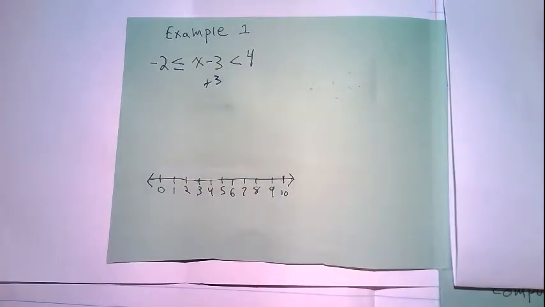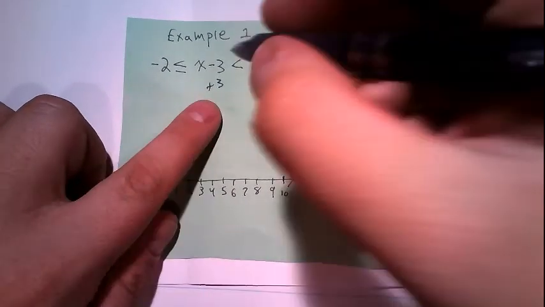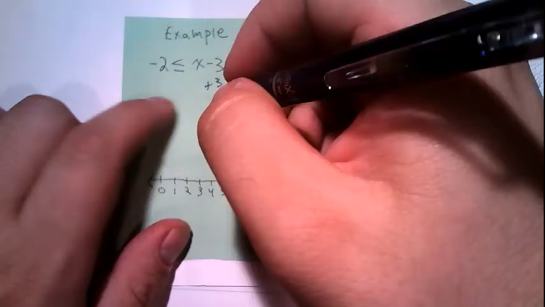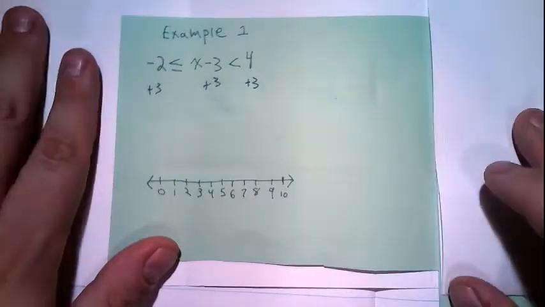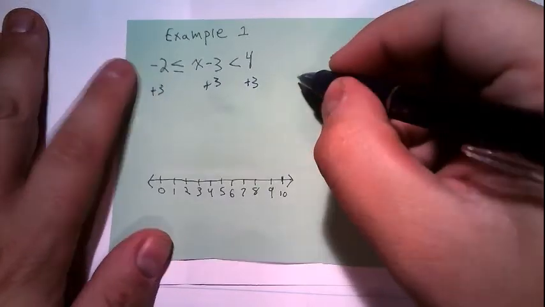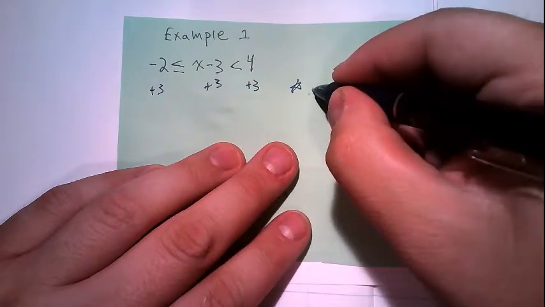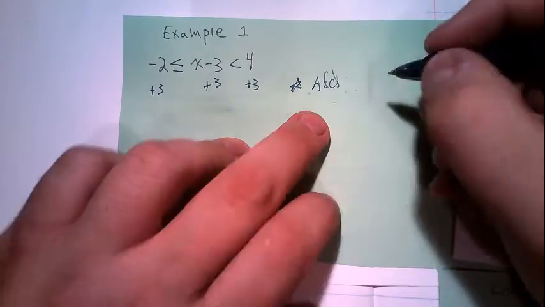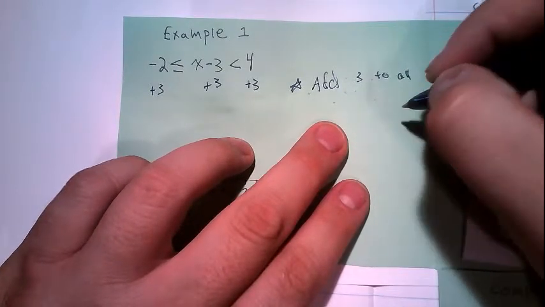But take a look at this. I have 2 inequality symbols. So if I add 3 here, and I want to keep everything balanced, I've got to add 3 on this side, and add 3 on that side. So my first step, okay, whenever I do an operation, I have to do it to every side of the inequalities. So we're going to add 3 to all sides.